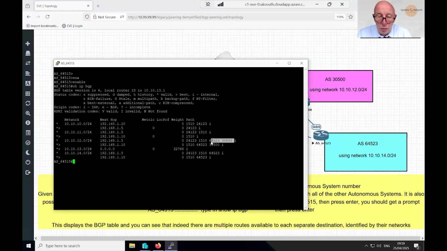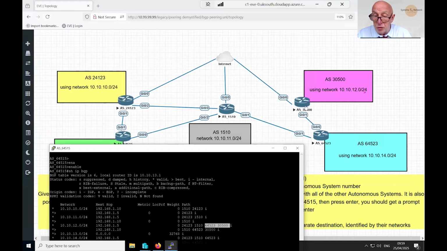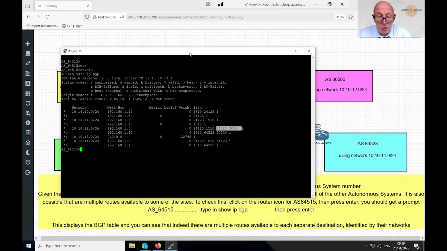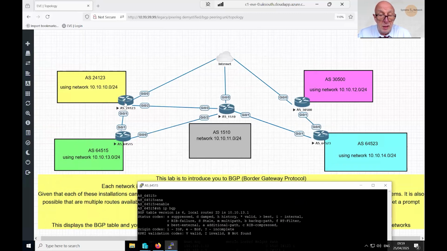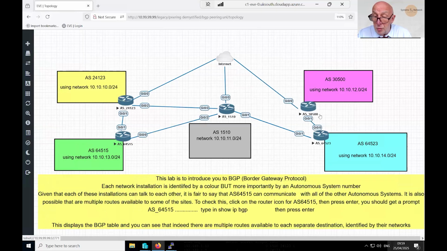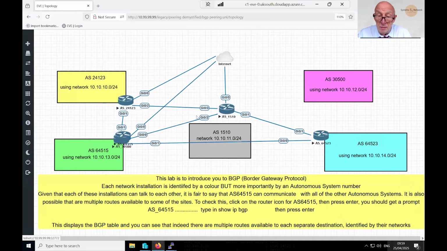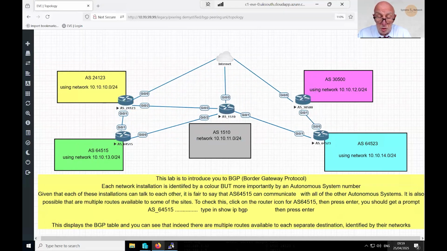Then the information went to 64523. Well, it did, because it's here, look. It could have gone that way, but that's not relevant, so it went there. Then from here, it probably went to 1510. Let's have a look. It did. So it left 30500, went through 64523, went through 1510. Then it went to 24123. Where's 24123? 24123 is here. So actually, traffic went from here to here to here to here. Fantastic. And it worked. I mean, it's quite right.